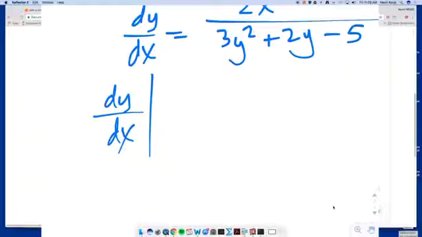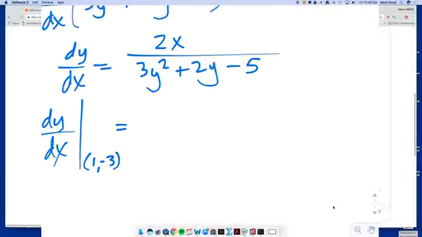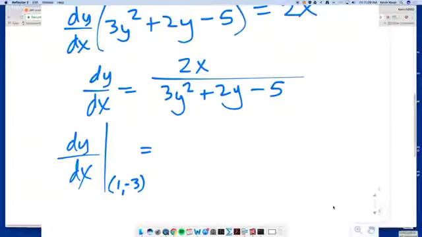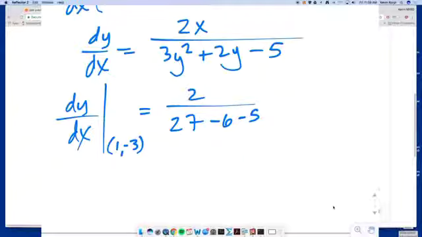Or you could say when x equals 1 and y equals negative 3. That's just a little bit more writing. So I'll go back to the other way. (1, negative 3). And now we carefully plug in. Every x becomes 1, every y becomes negative 3. We're left with 2 over 27 minus 6 minus 5, what ends up being 2/16, also known as 1/8.